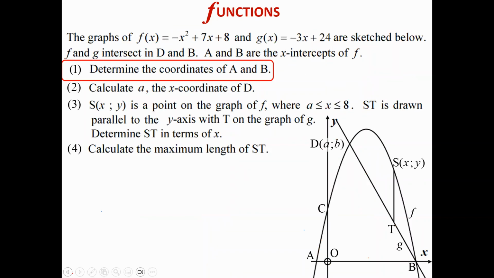So let's go to our first question. I want you to write this down. f of x equal to minus x squared plus 7x plus 8. That's the equation of the parabola. We also have a straight line, minus 3x plus 24. Let's stop and let's think. If we analyze minus x squared plus 7x plus 8, what does this 8 represent? The y-intercept. So that's point C. Can everyone see that? What does the 24 represent?